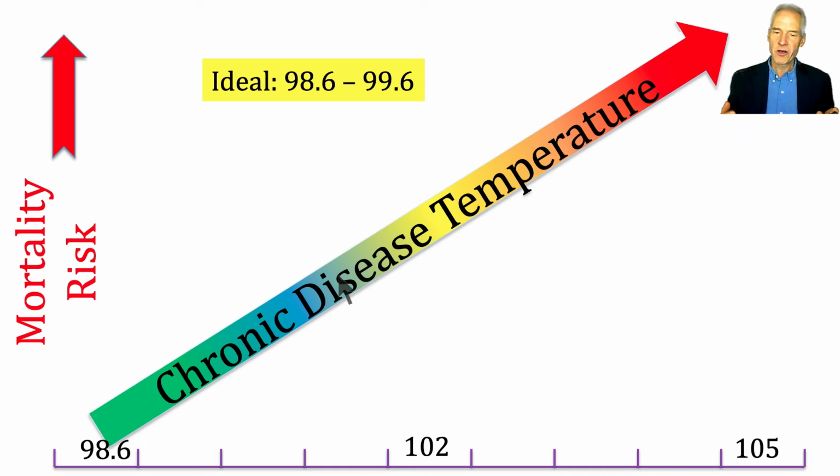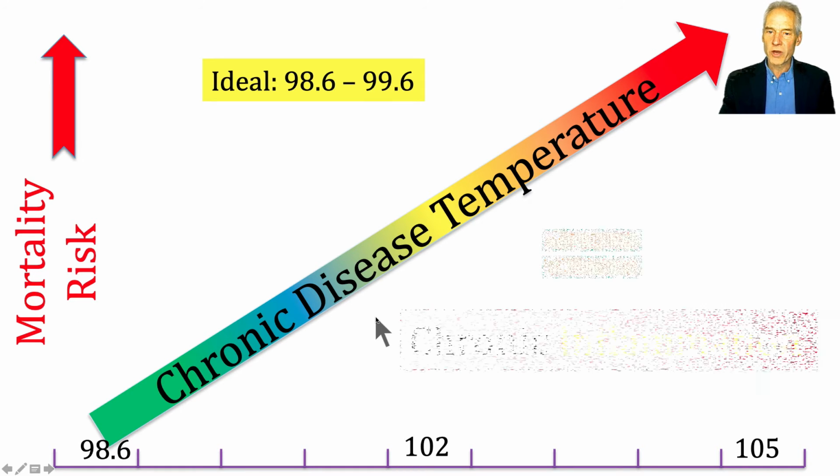We've created a scale based on the same thing you use to measure your child's temperature, except we're measuring physiological changes in your blood that relate from a chronic perspective to that acute measurement. So an ideal number in your chronic disease temperature is 98.6. Anything between 98.6 and 99.6 is a good number. But as your chronic disease temperature number goes up, your early mortality risk increases rather proportionally. So let's look at what this is all about.